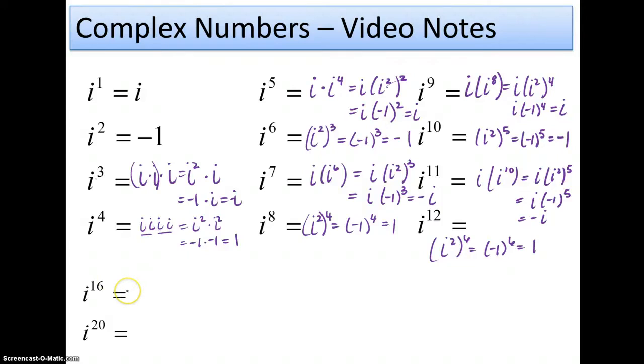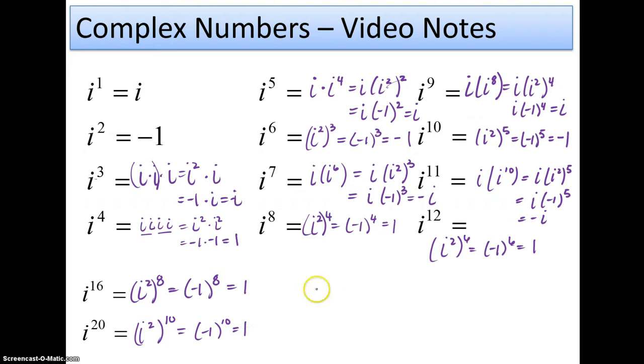So if I look at i to the 16th, I have i squared to the 8th. Again, power to a power, so 2 times 8 is my 16. Negative 1 to the 8th is 1. Or i to the 20th. i squared to the 10th. Negative 1 to the 10th is also 1.